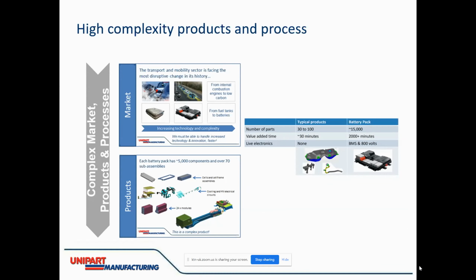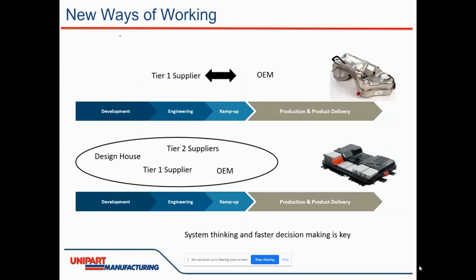When we get to electrification, and something like a battery pack, we're talking about 15,000 parts in a bill of materials, and we are talking about a battery management system and an 800 volt system, which is very dangerous in terms of safety and storage and everything that we deal with on the shop floor. What that meant for our operation is we had to become more collaborative. Imagine you're moving away from 30 parts to 15,000 parts.